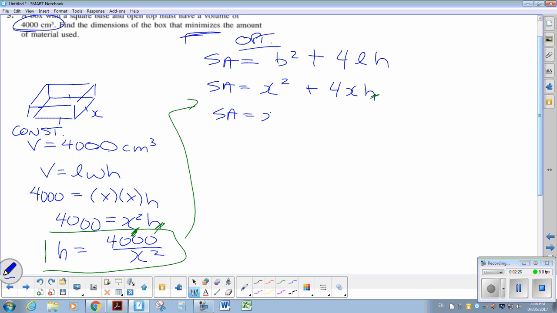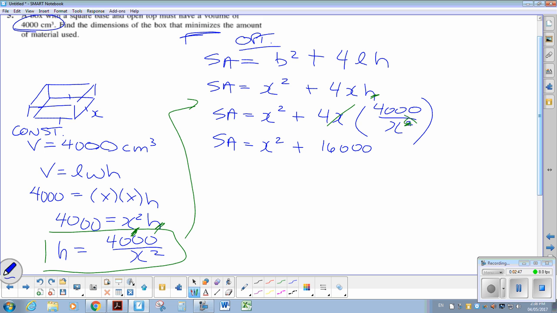So surface area would equal X squared plus 4X, and then in brackets, 4,000 over X squared. That X will reduce that exponent by 1. So I end up with surface area equals X squared plus 16,000 X to the exponent negative 1. So the remaining X is in the denominator. I'm going to move it up top. So I'm going to take the derivative of the surface area with respect to X. So 2X minus 16,000 X to the negative 2.